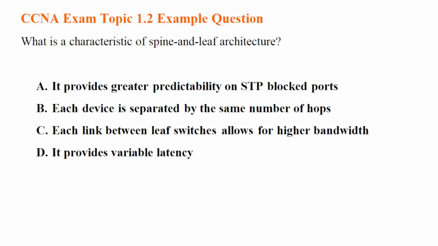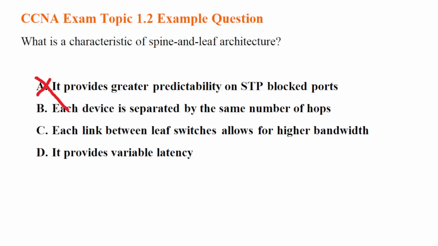What is a characteristic of spine and leaf architecture? Let's look at the options. A. It provides greater predictability on STP-blocked ports. No, spine and leaf architectures are usually built to avoid spanning tree protocol altogether by using layer 3 routing between switches. So, blocked ports due to STP are not a concern in this design.